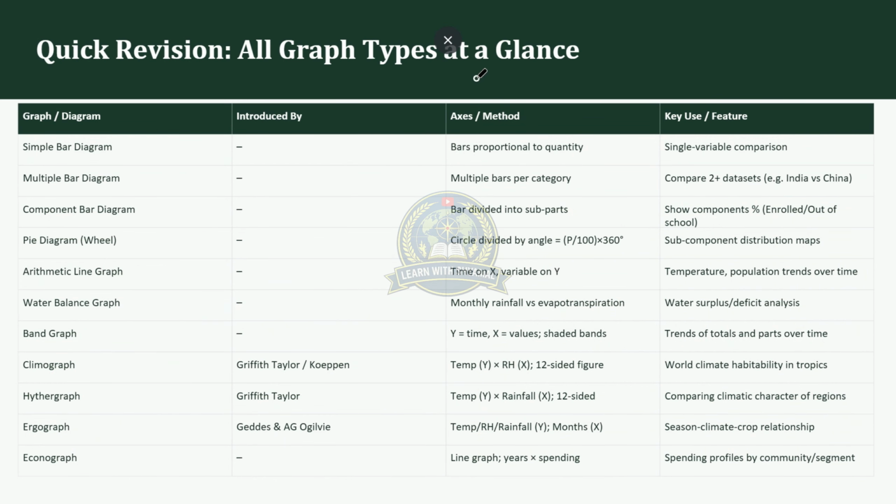Quick revision: all graph types at a glance. Graph and diagram, introduced by, acquisition method, key use and feature. Simple bar graph: bars proportional to quantity, used for single variable comparison. Multiple bar diagram: multiple bars per category, to compare 2 or more datasets, example India versus China.